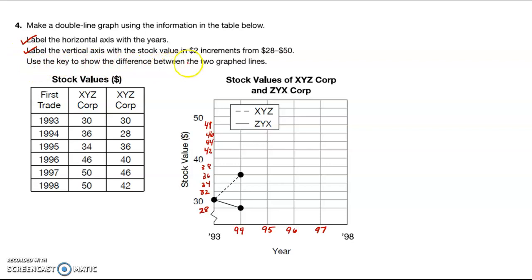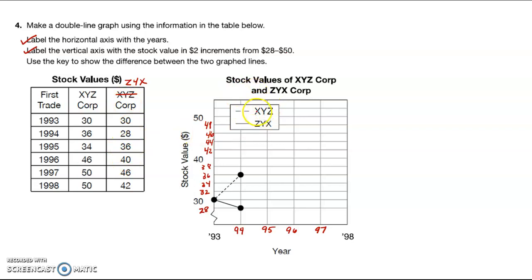Use the key to show the difference between the two line graphs. So when it says the key, it's kind of like a legend. For XYZ company, we're going to use a dashed line. For ZYX company, we're going to use a solid line. Okay. The stocks of XYZ and ZYX. So we're good. Here's the problem. This says XYZ and XYZ. ZYX. Okay. So that's how we're going to change that. That's going to be our ZYX.